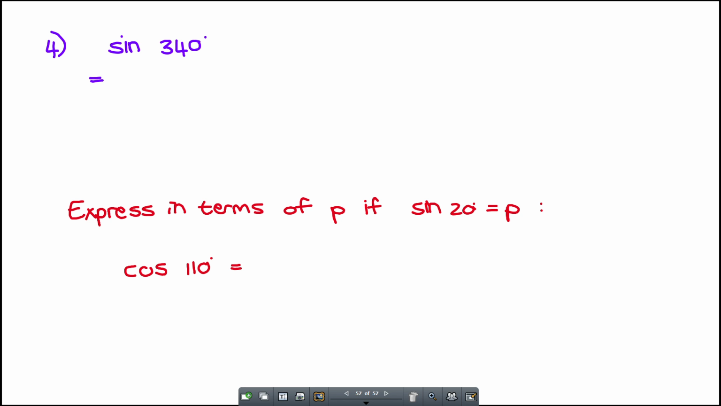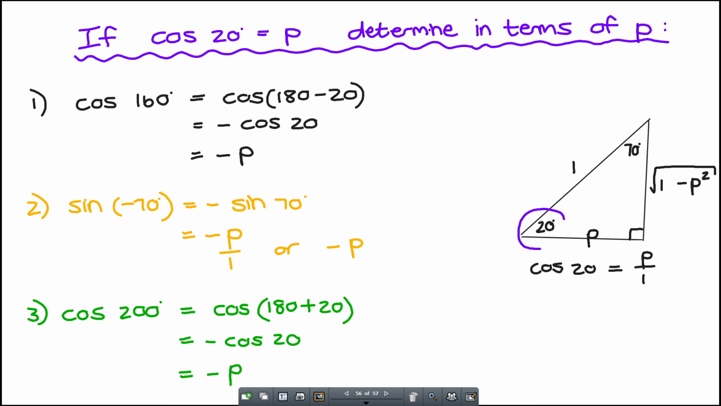Is julle klaar? Okay, so 340 is the same as sine 360 minus 20. Okay, now 360 minus, that places me in the fourth quadrant, and what is sine there? Negative. Okay, so negative sine 20. Now, that negative has got to stay. Now, let's look at sine 20. So, I'm working from here.